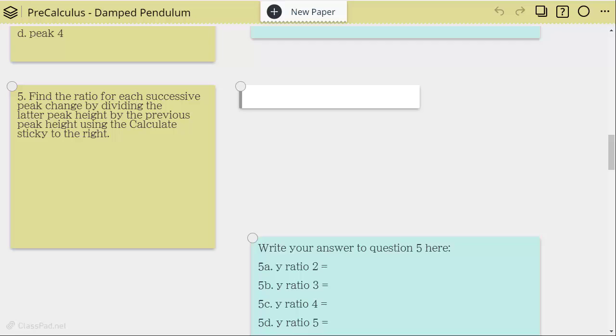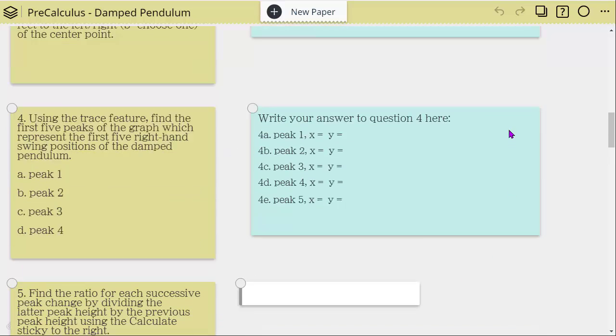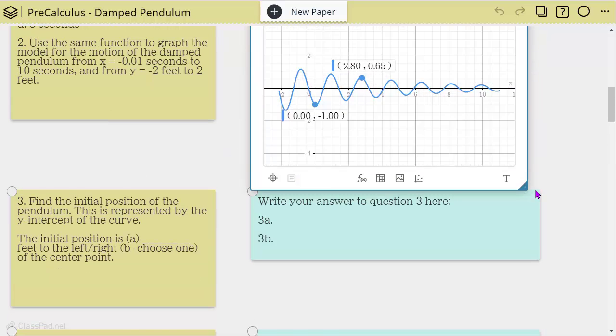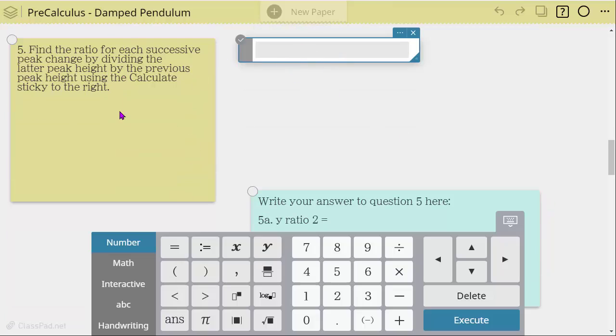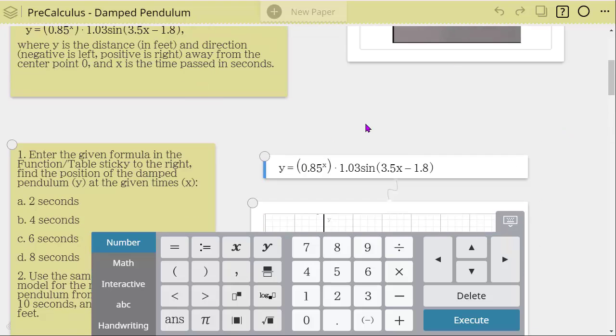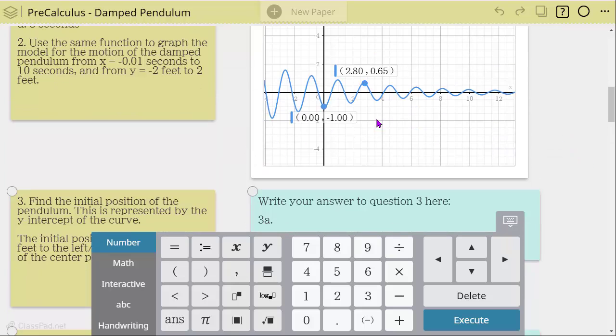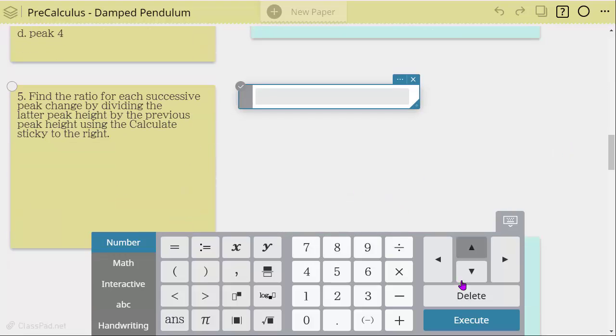basically take those ratios and convert them. So you're using your graph to find specific values, and then you're going to use those values that you found to complete ratios and find a constant, an understanding of how the amplitude is changing proportionally at each peak. So that's this whole activity. Relatively easy as far as what you're doing with Classpad. You're graphing, you're tracing points, and then you're doing some calculating of ratios.